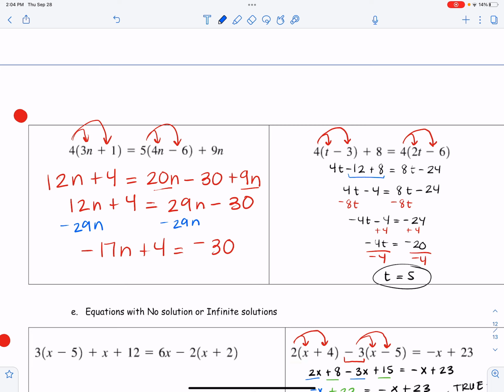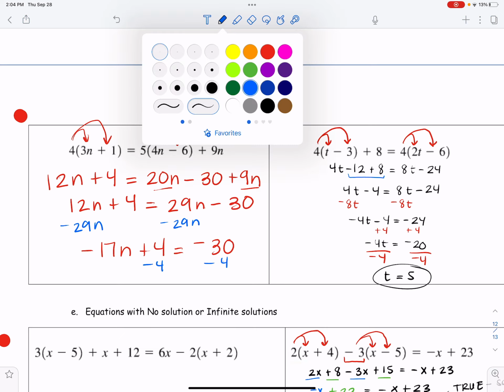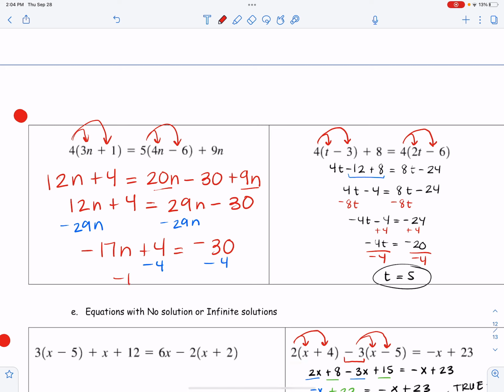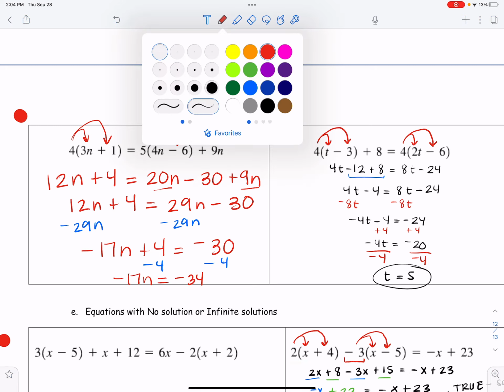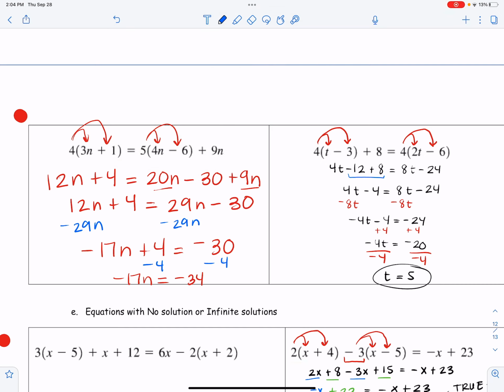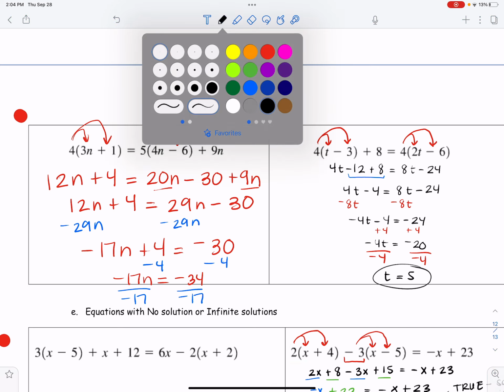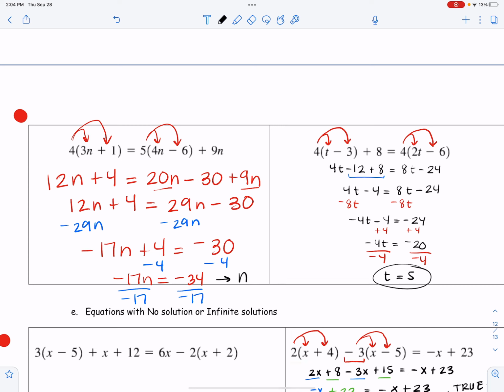Do all your addition and subtraction before you think about doing any multiplication or division. So now I'm going to subtract that 4. That'll tell me negative 17n is equal to negative 34. And now that there's no more addition or subtraction, I'm going to be good to do my division, my last step, and that's going to tell me that n is equal to positive 2.